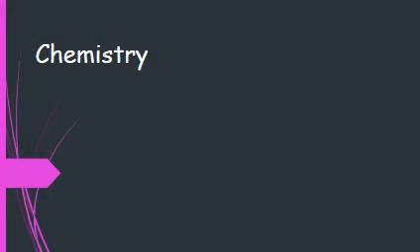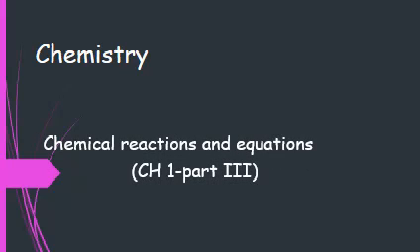Hello students, once again in the session of chemistry, and we are going to continue with chemical reactions and equations, that is chapter 1, and this is part 3 for the same. Up till now we have learned about chemical reactions, chemical equations, how to write equations with their symbols and how to balance them. We have also started with types of chemical reactions, in which we have studied two types, that is decomposition and combination reactions. Today we are going to study some more types of chemical reactions.